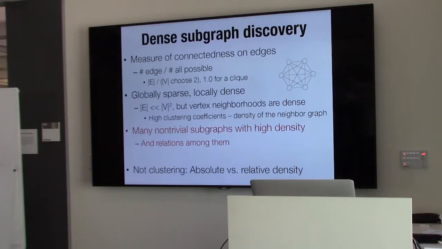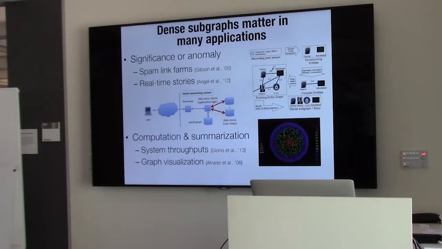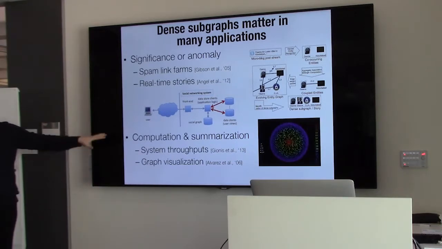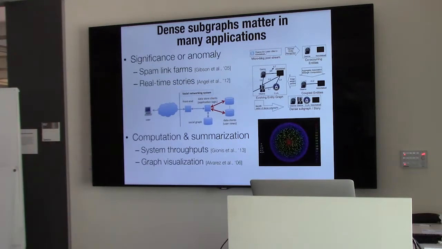That's all. And why do those dense subgraphs matter? I think in any real-world network, if you find some dense regions, it will give you some interesting information that you cannot find anywhere else in the graph. So in general, I classify those as significance or anomaly kinds of applications. It has also been used for computation itself and summarization of data.